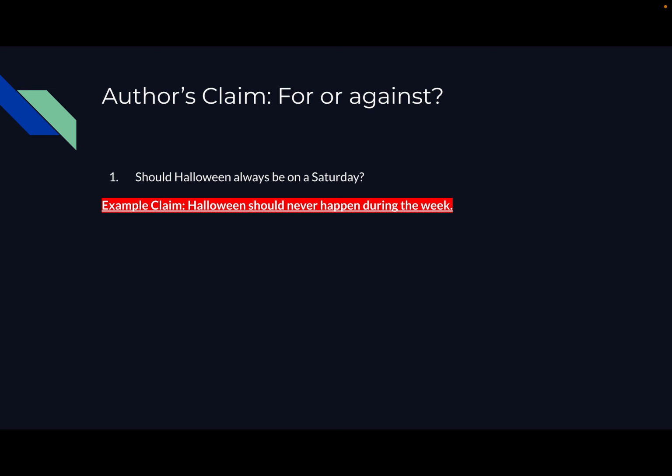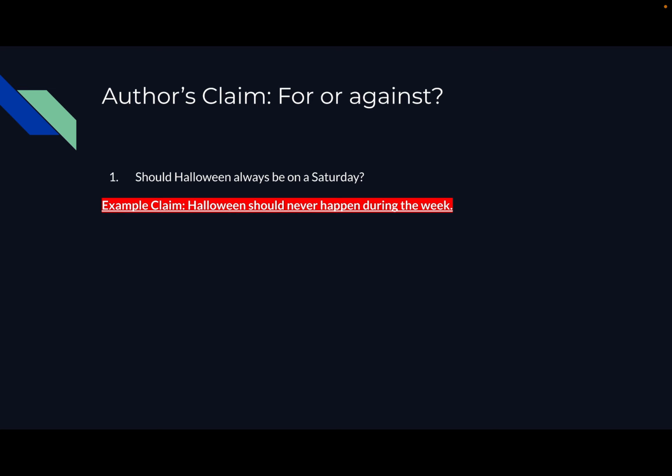We're now going to go through an example together, and the very first step, actually, of finding the author's point of view is figuring out the question that could be debated either way. So our question that we're going to focus on is, should Halloween always be on a Saturday? Now, you might have your own opinion on this, right? And this is one of the harder parts of this skill, is taking your own beliefs and your own opinion out of the equation and just focusing on what the author is telling you. So, should Halloween always be on a Saturday?